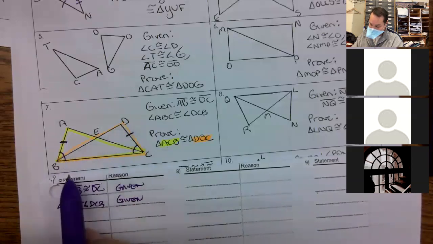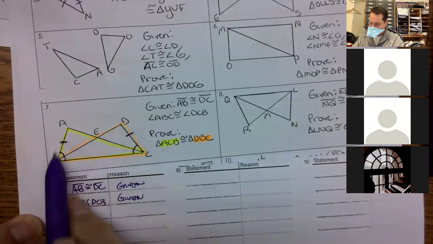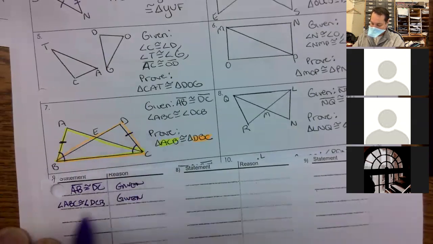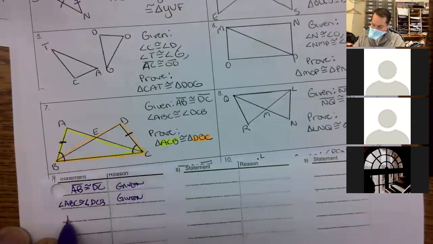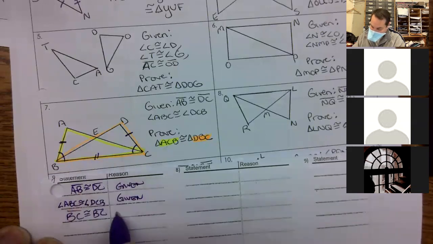BD? BC, good. BC is a segment along ABC, and it's also a segment along DCB. Therefore, it's a shared side. So I can say BC is congruent to BC, and that gets one from the yellow triangle, one from the orange triangle. But my reason is what? Good, reflexive.